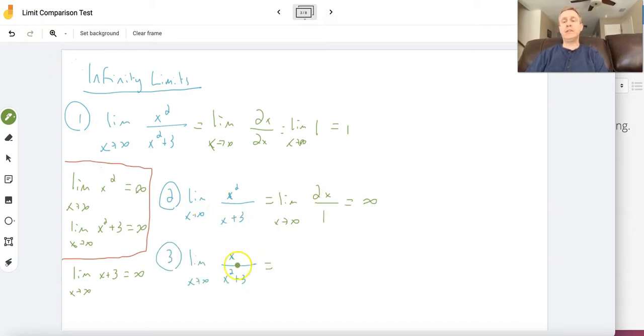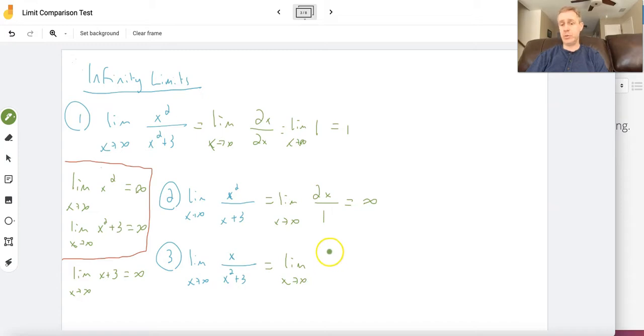All right, the third of these infinity limits is this one here. So now we have x in the numerator, x squared plus 3 in the denominator, and this limit is x approaching infinity. So the limit of our denominator, we've already seen, is going on to infinity. The limit of the numerator, well, that's trivial, because it's x, and x is going off to infinity. So once again, we have infinity in the numerator, infinity in the denominator. So L'Hopital's rule is fair game here.